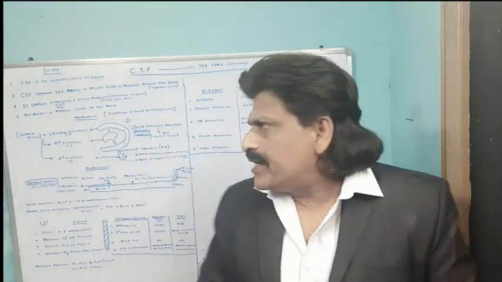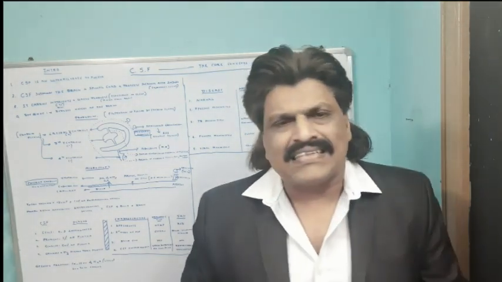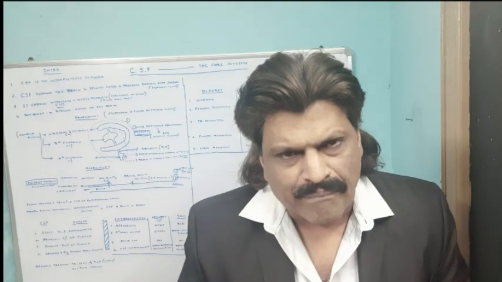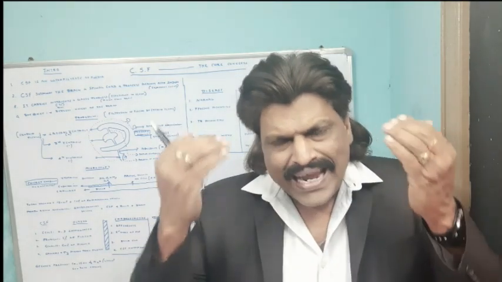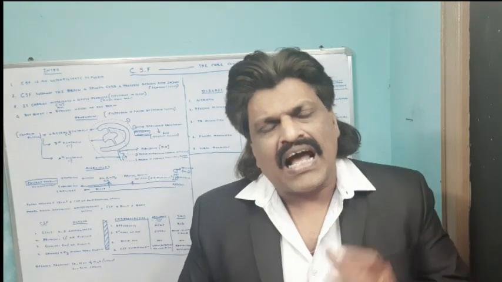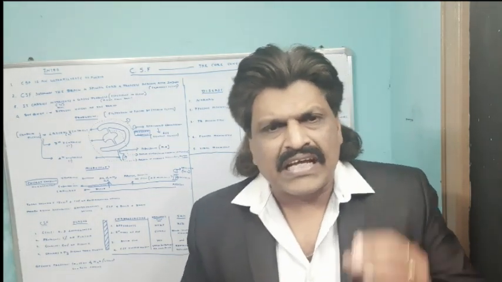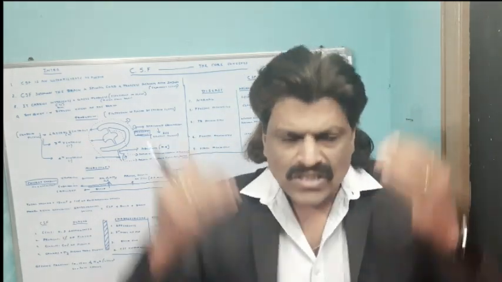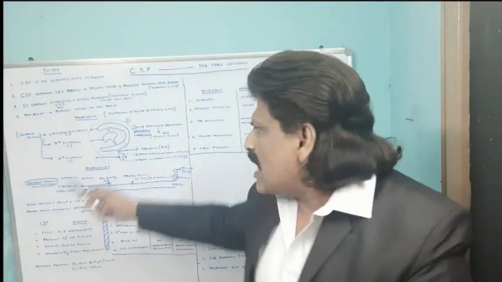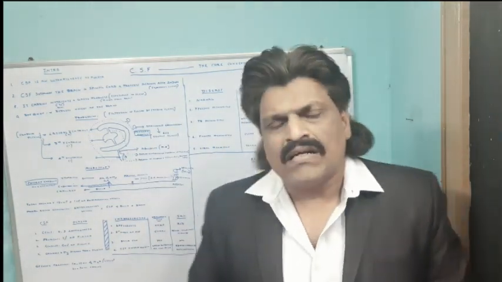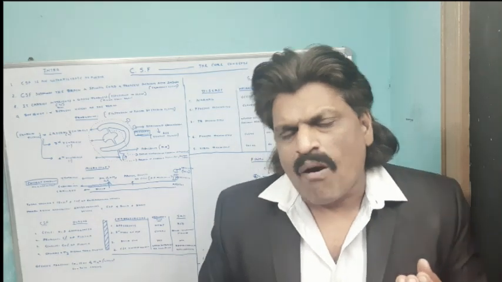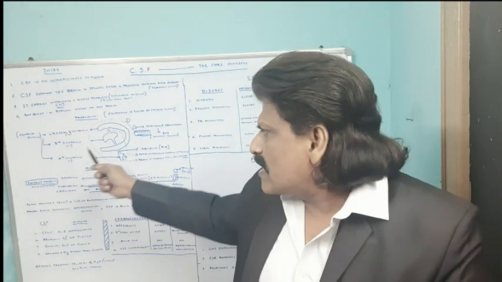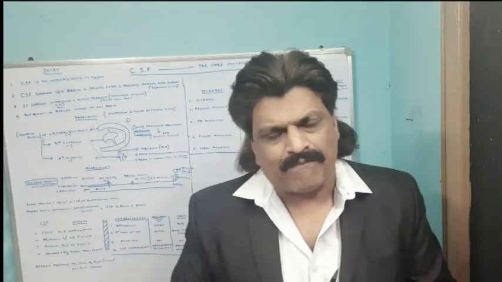The cerebrospinal fluid, how is it produced? As I said, cerebrospinal fluid is nothing but an ultrafiltrate of the plasma. We have two lateral ventricles, the third ventricle and the fourth ventricle. The ventricles are named third and fourth, but there is no first and second because there are two lateral ventricles. So two lateral ventricles, the third ventricle and the fourth ventricle. The cerebrospinal fluid is formed by the choroid plexus in the ventricles, especially the lateral ventricles, third ventricle and fourth ventricle.